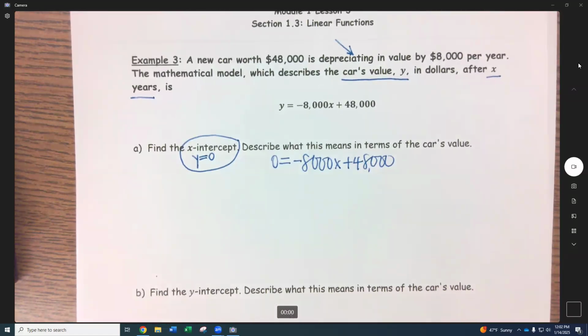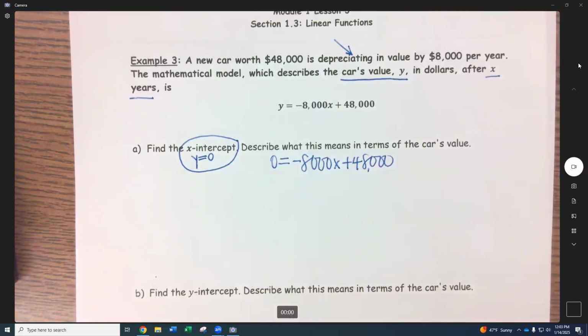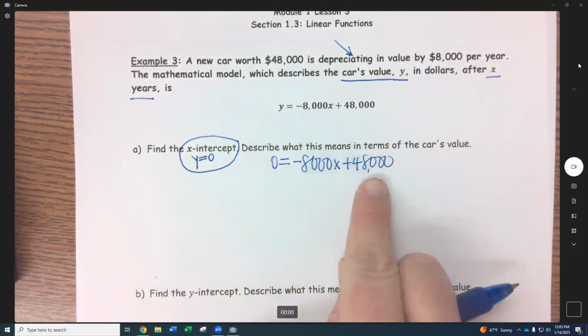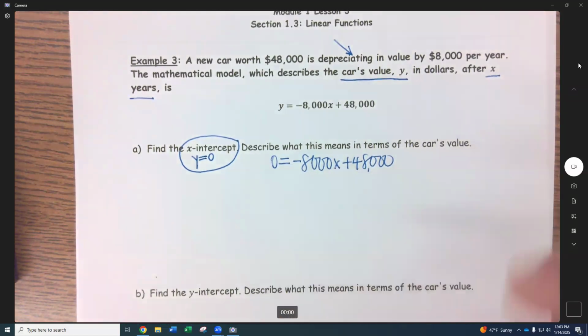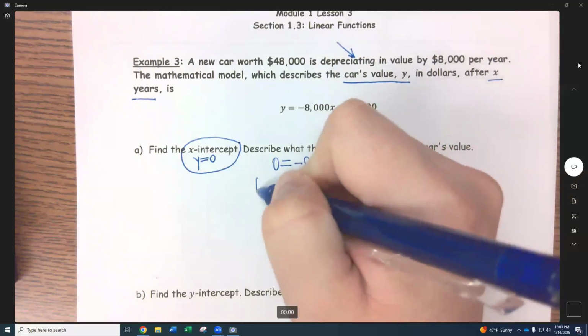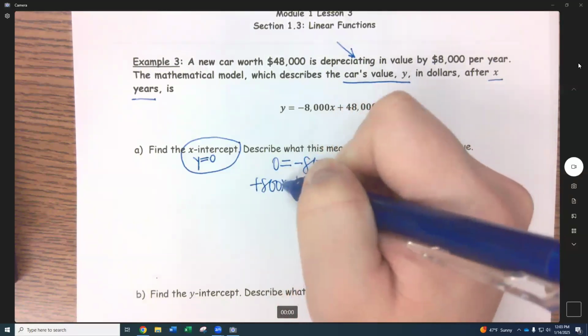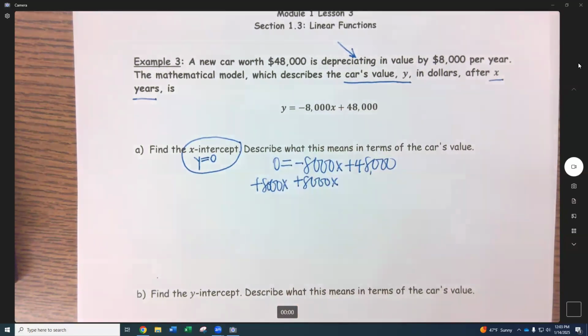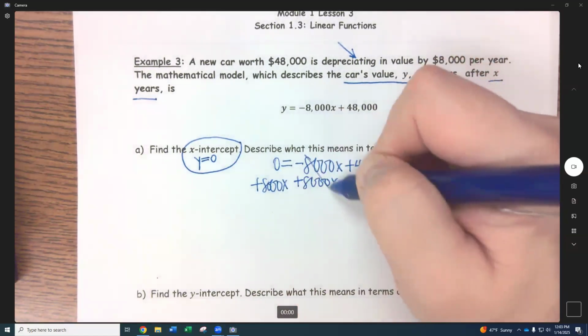And now solve for your x. So I have variable and constant on one side. I need to move one of these over. So I'm going to add my 8,000x. Negative 8,000 plus 8,000 cancels out.